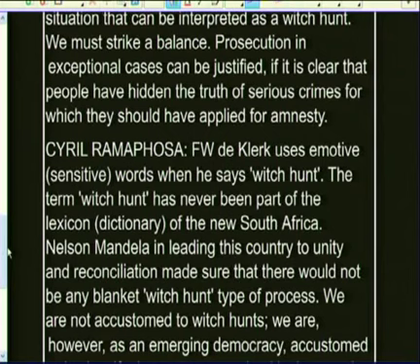Okay, so as I said to you, I'm not going to read the entire source. Now let's look at what Cyril Ramaphosa said. Remember earlier on I told you that Cyril Ramaphosa was from the ANC. So he's obviously giving a different view of the TRC. So he starts by saying F.W. de Klerk uses emotive, that is sensitive words when he says witch hunt.